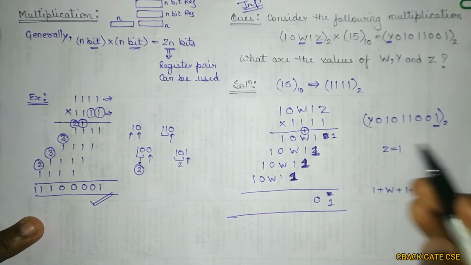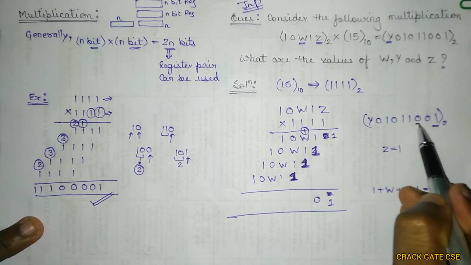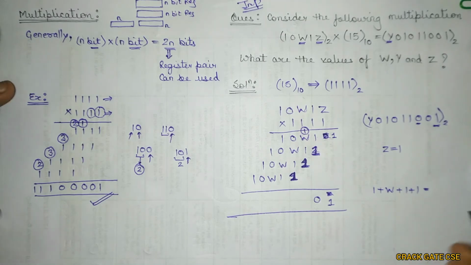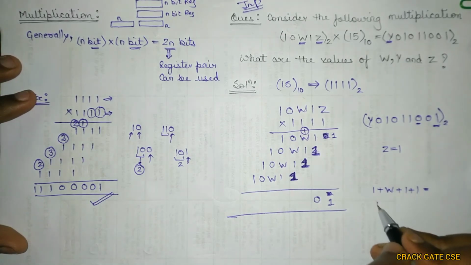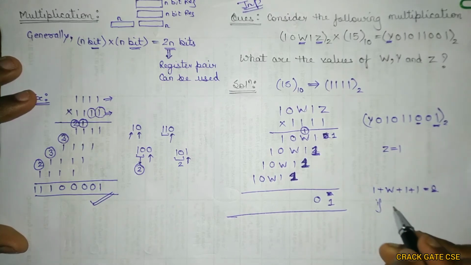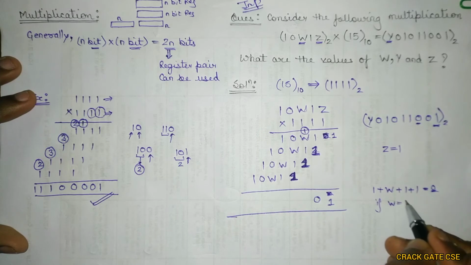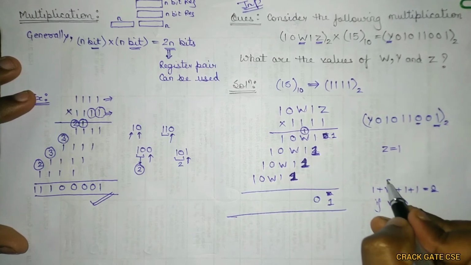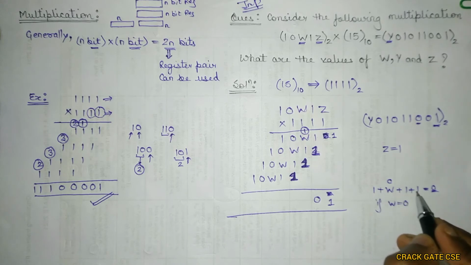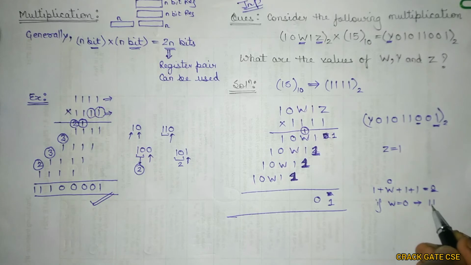So this should be equals to 0. The unit digit has to be 0. When this unit digit will come 0, if so this should be 0 at the unit place. If w is equals to 0, let me consider that this w is 0, then this 1 plus 1 plus 1 will be 3. That means 3 can be written as 1 1. So the unit digit is 1. So this is not possible.